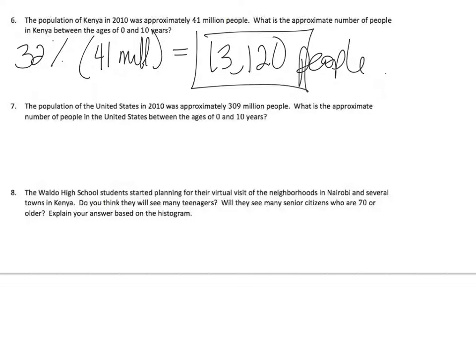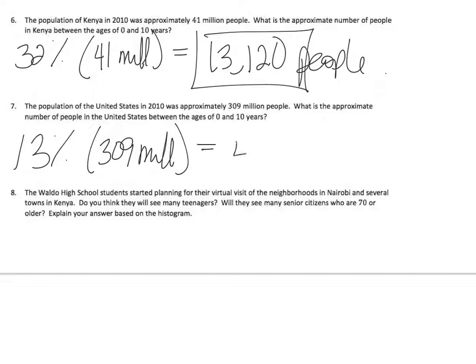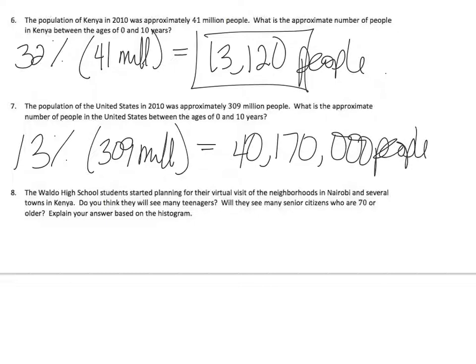The population of the United States in 2010 was approximately 309 million people. What is the approximate number of people in the United States between the ages of 0 and 10 years? I had to go back and look. I got 13%, 309 million, doing some multiplication here, and I get 40,170,000 people. It's a lot of people.